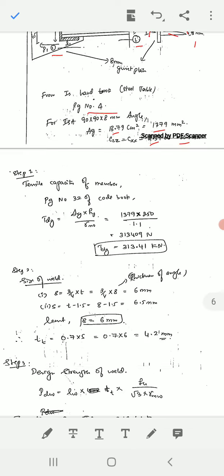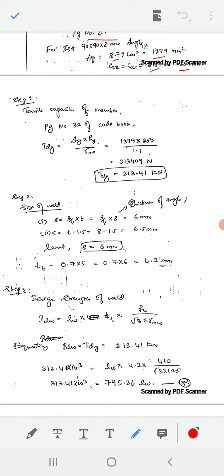Now we'll go to the first step, that is the tensile capacity of the member. As I showed previously, on page number 32 of the code book, TDG is equal to AG Fy by gamma M0. I won't explain the previous problem again, you got it properly. AG value, then Fy, then 1.1, you will get it in Newtons, and you have to convert it into kilonewtons. Then you have to go for the size value: 3 by 4 into t and t minus 1.5. Here the t value is 8 mm, so 3 by 4 into t is 6 mm.